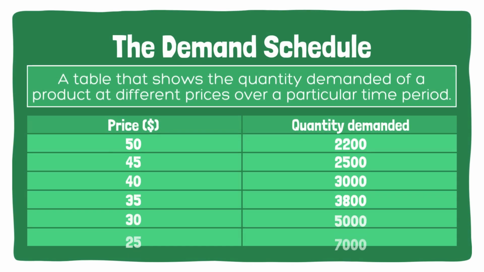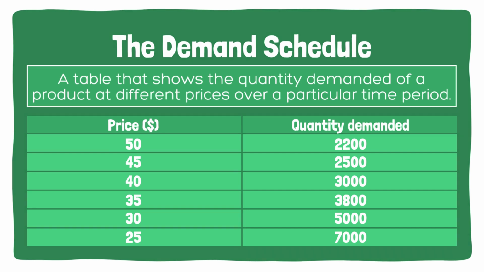A useful way to represent demand is through a demand schedule, which is a table showing the various quantities demanded at different prices over a given period. For example, consider this demand schedule for train tickets from station X to station Y. When the price is $50, 2,200 tickets are demanded. At $45, 2,500 tickets. At $40, 3,000 tickets. At $35, 3,800 tickets. At $30, 5,000 tickets, and at $25, 7,000 tickets. This clearly shows that as the price decreases, the quantity demanded increases, perfectly illustrating the law of demand.